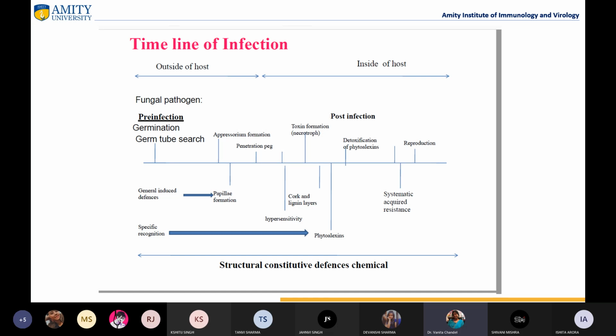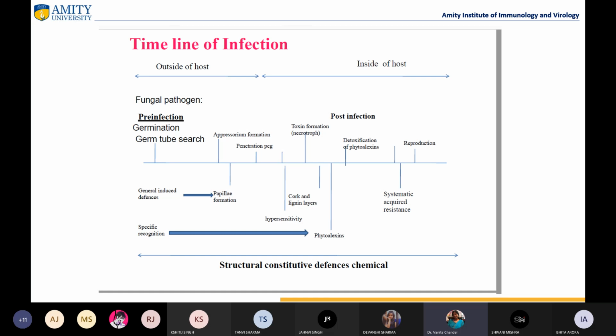And once it gains entry inside the host, a number of things happen here also. Some pathogens, or fungal pathogens, could release certain kinds of toxins so that they can get entry into the plant tissue, right?